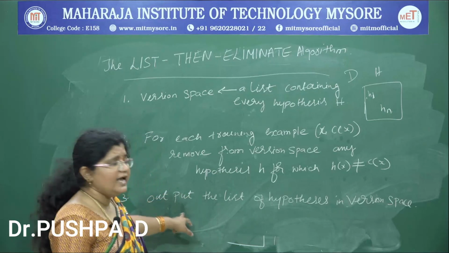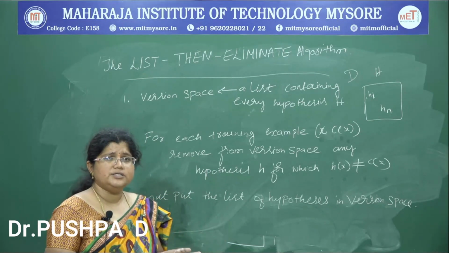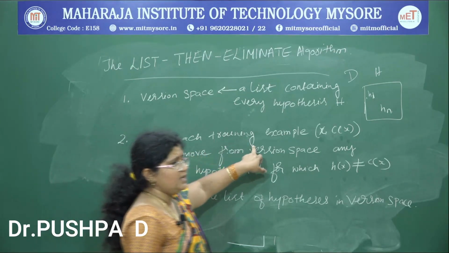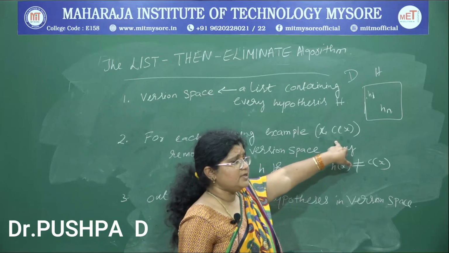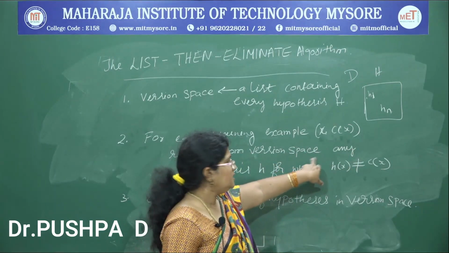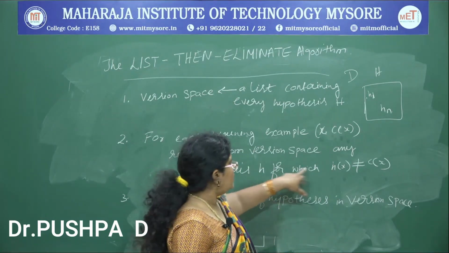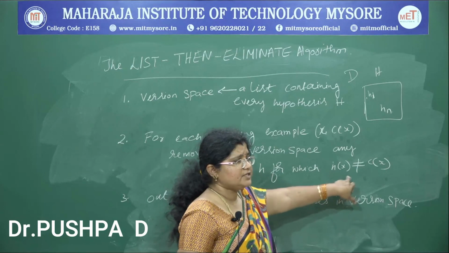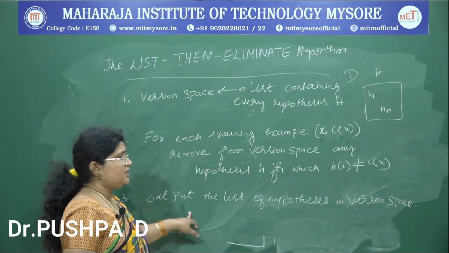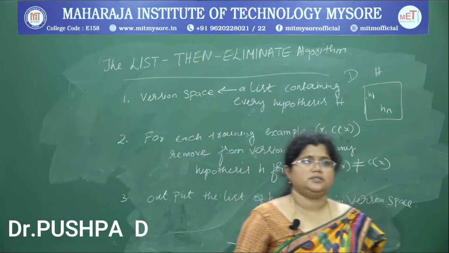And then it gives the list of hypotheses in the version space. That is: for each training example x comma C of x, remove from the version space any hypothesis H for which H of x is not equal to C of x. Then output the list of hypotheses in the version space.